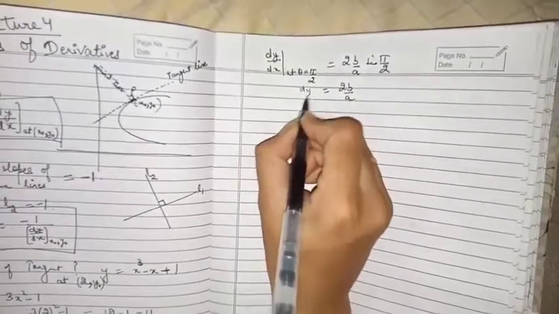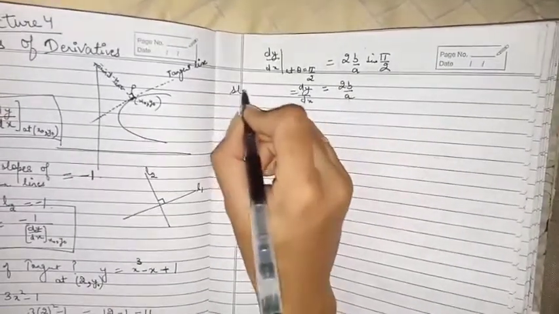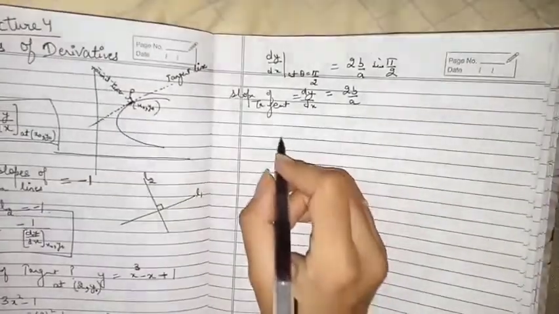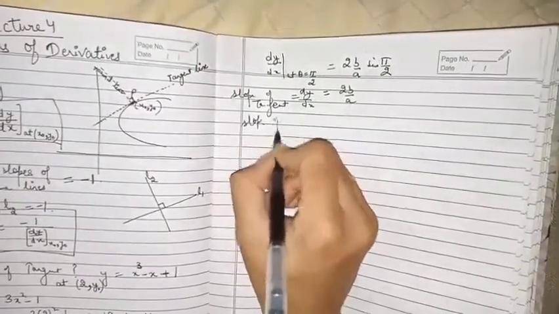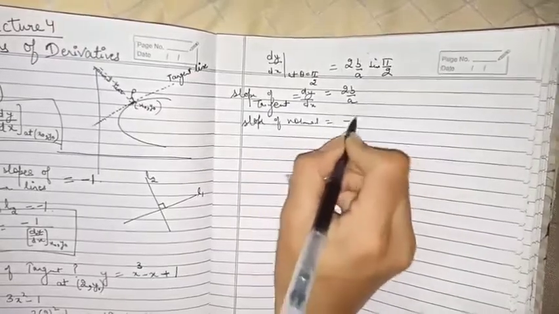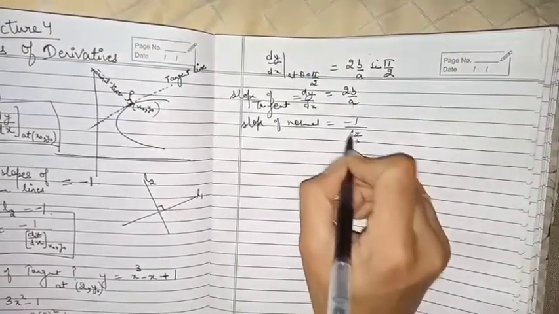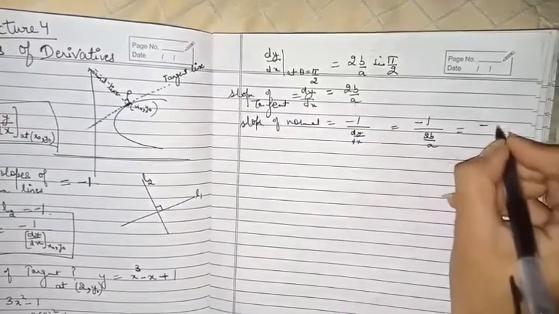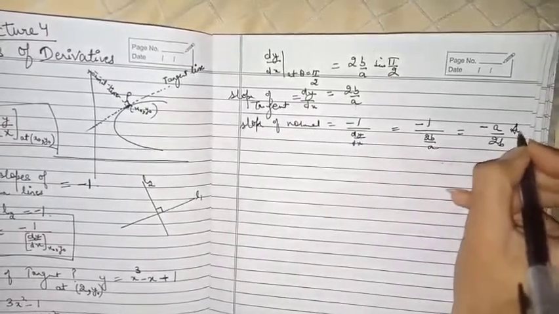And dy by dx is the slope of tangent. But in the question we need to find the slope of normal. So what is the slope of normal? It is minus 1 over dy by dx. Right? So it will be minus 1 over 2b by a. It is minus a over 2b. This is my answer in this case.